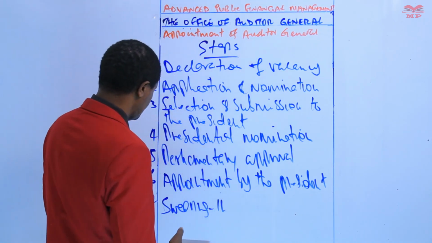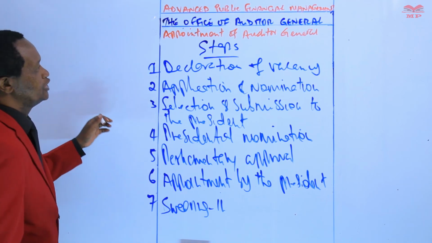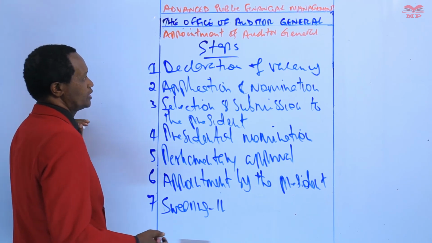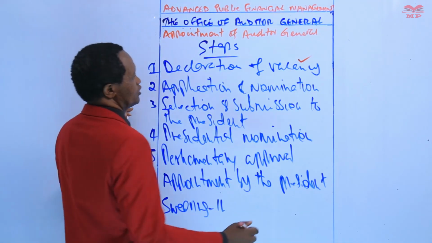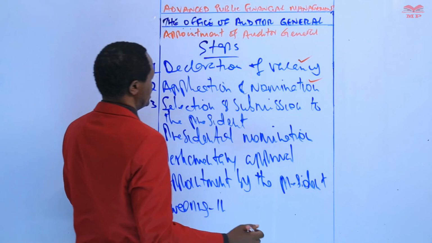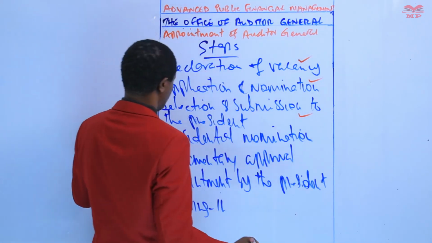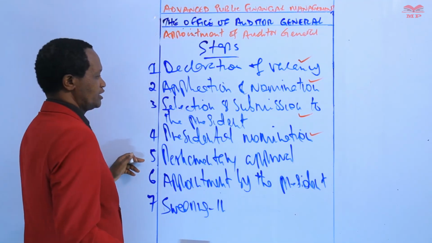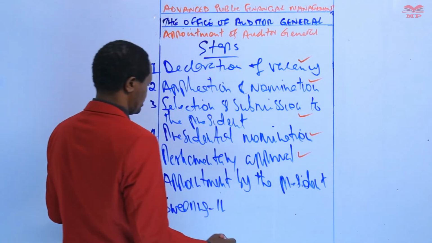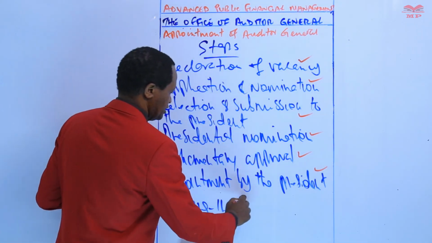So these are the steps involved in the appointment of the Auditor General. Number 1 is declaration of vacancy. Number 2, application and nomination. Step number 3, selection and submission to the President. Number 4, presidential nomination. 5, parliamentary approval. 6, appointment by the President. And lastly, swearing in.